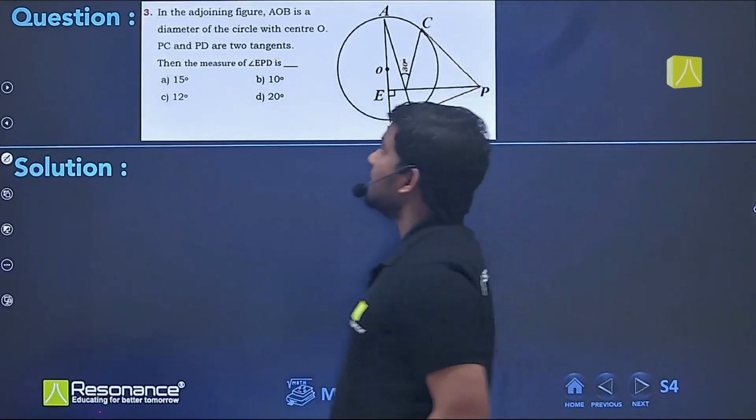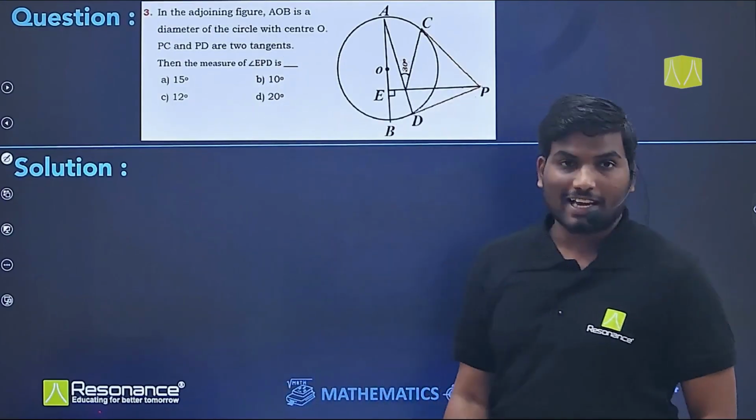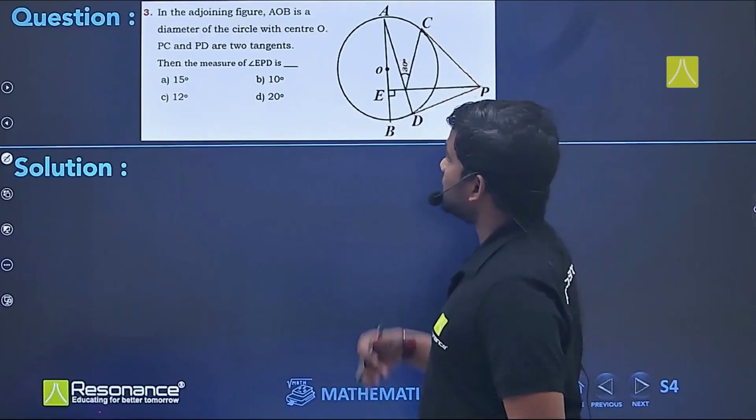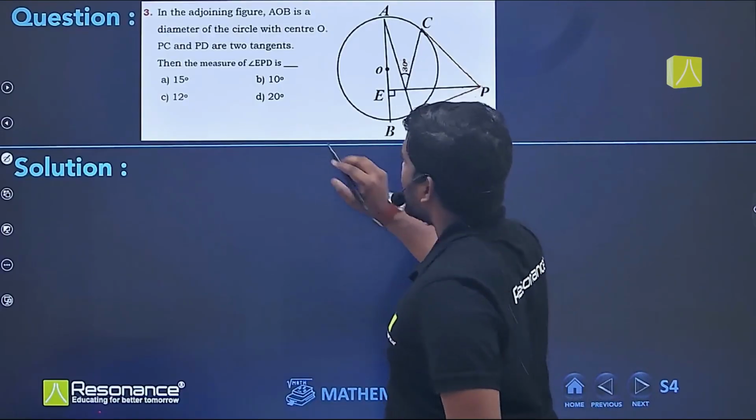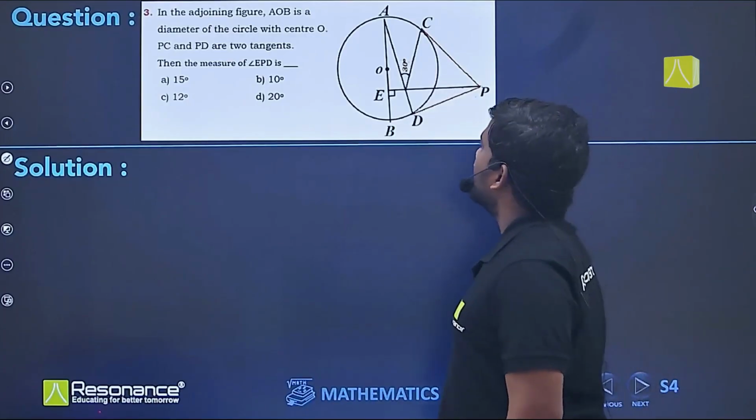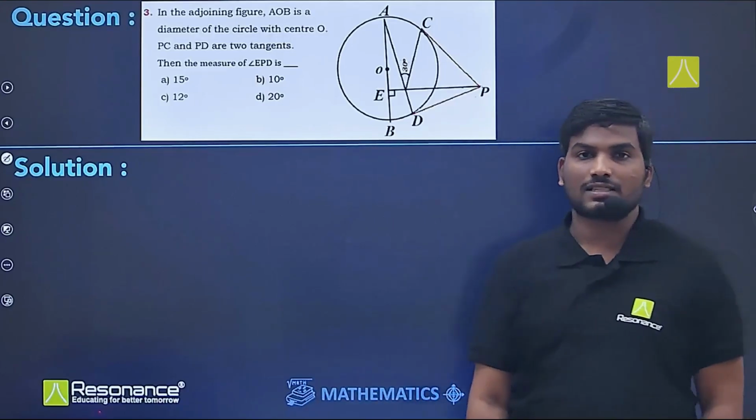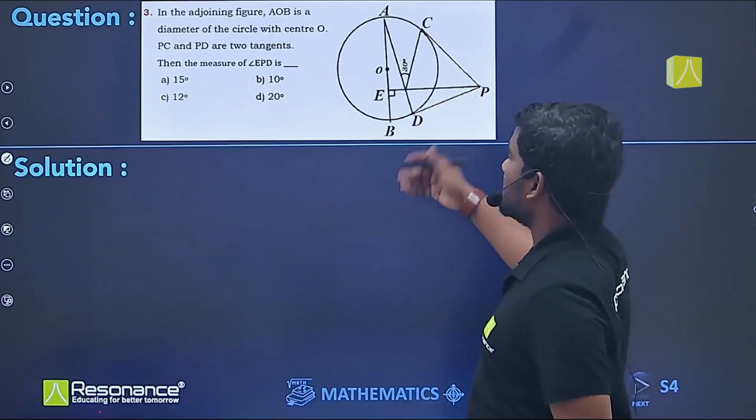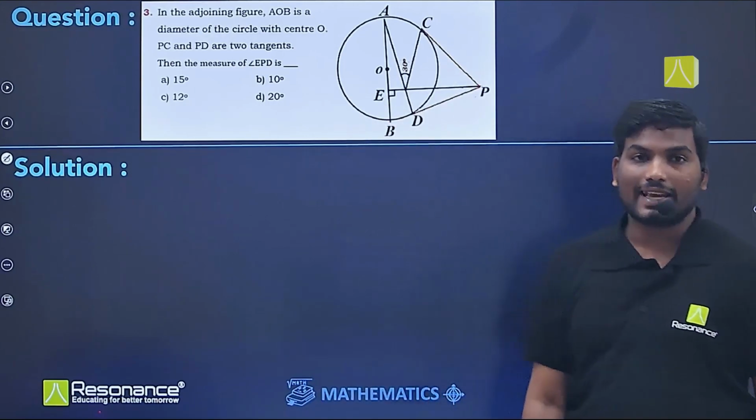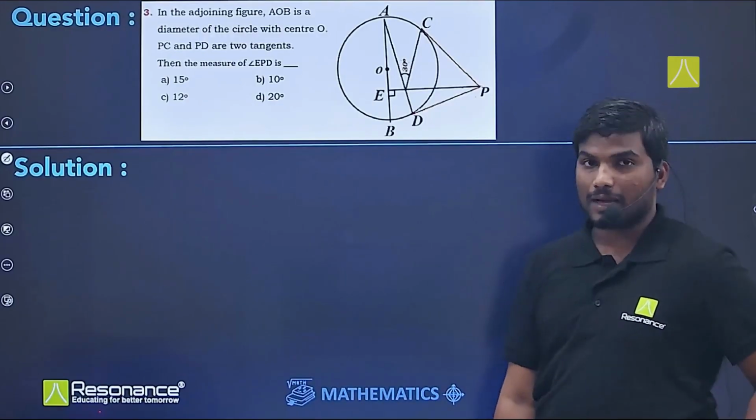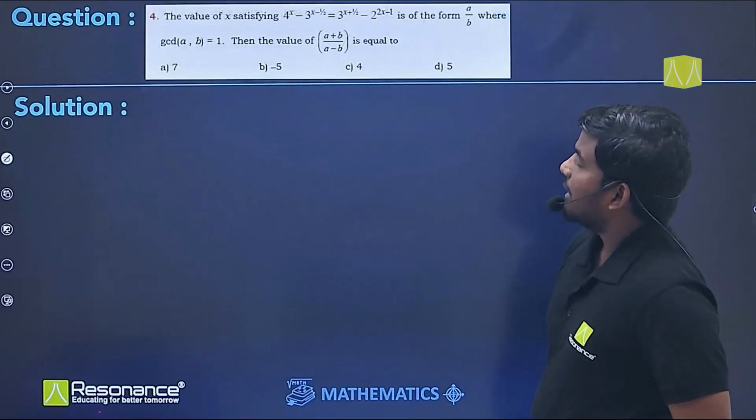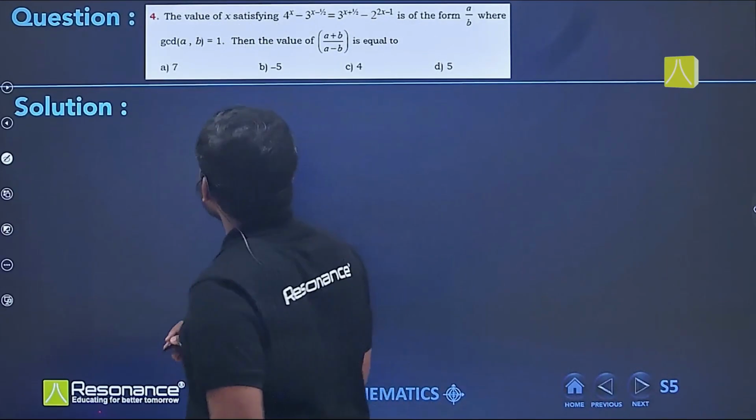Now the third question, in the adjoining figure, AOB is the diameter of the circle with center O. Now we're supposed to find the angle EPD, where PC and PD are the tangents, and this angle is 30 degrees. In my knowledge of circles, using this we can never find the angle EPD. So this has been raised as a contention by other faculties too. So we'll skip this question. We'll come to it last. And the fourth question, obviously, again simple, goes without saying.